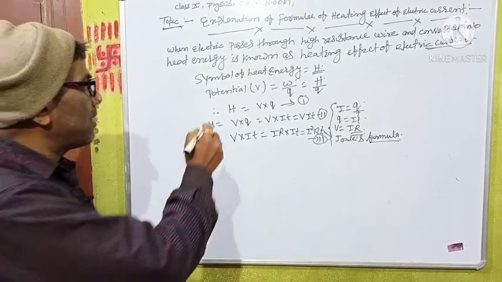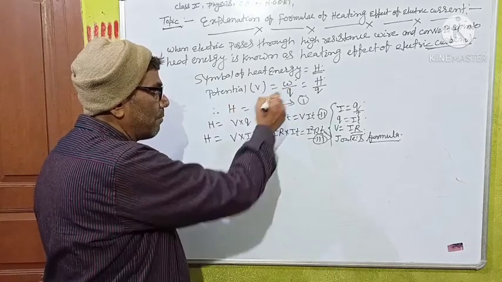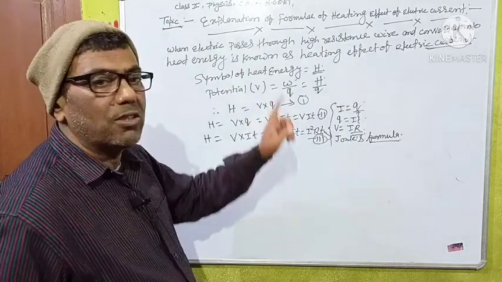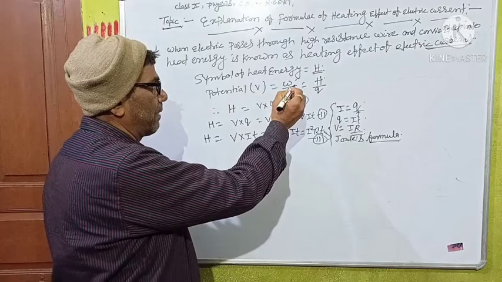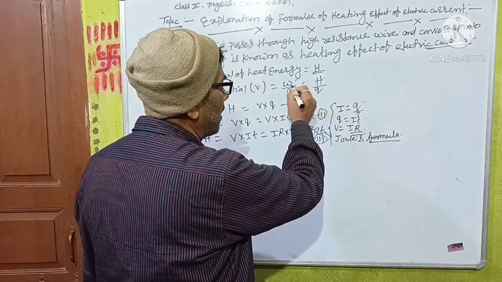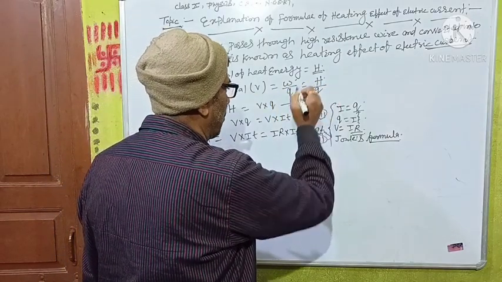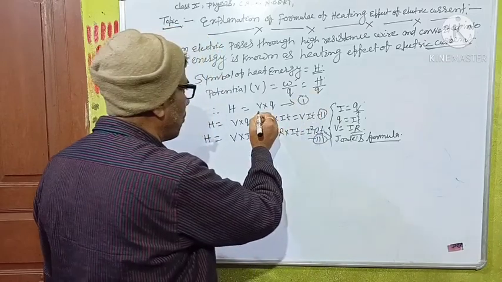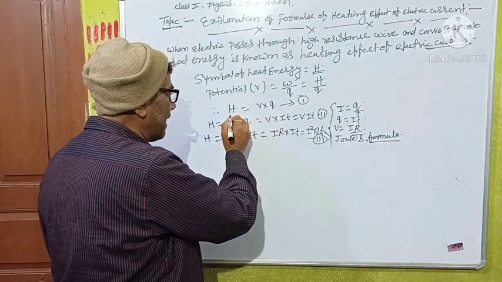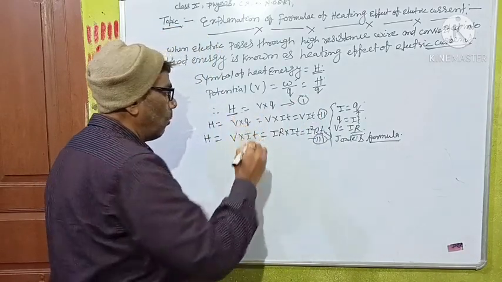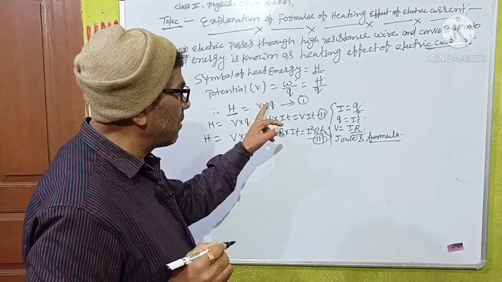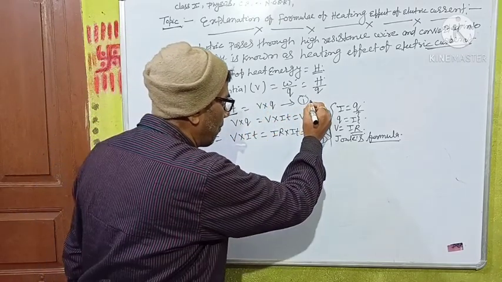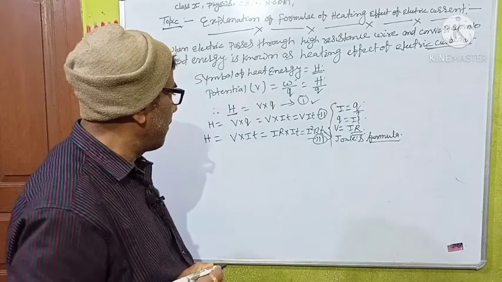We know that potential is equal to work done by charge. This work is also equal to the heating effect, meaning heat energy, denoted by H. So here H is equal to V into Q, meaning heat energy is equal to potential difference into charge. This is the first formula for the heat energy.